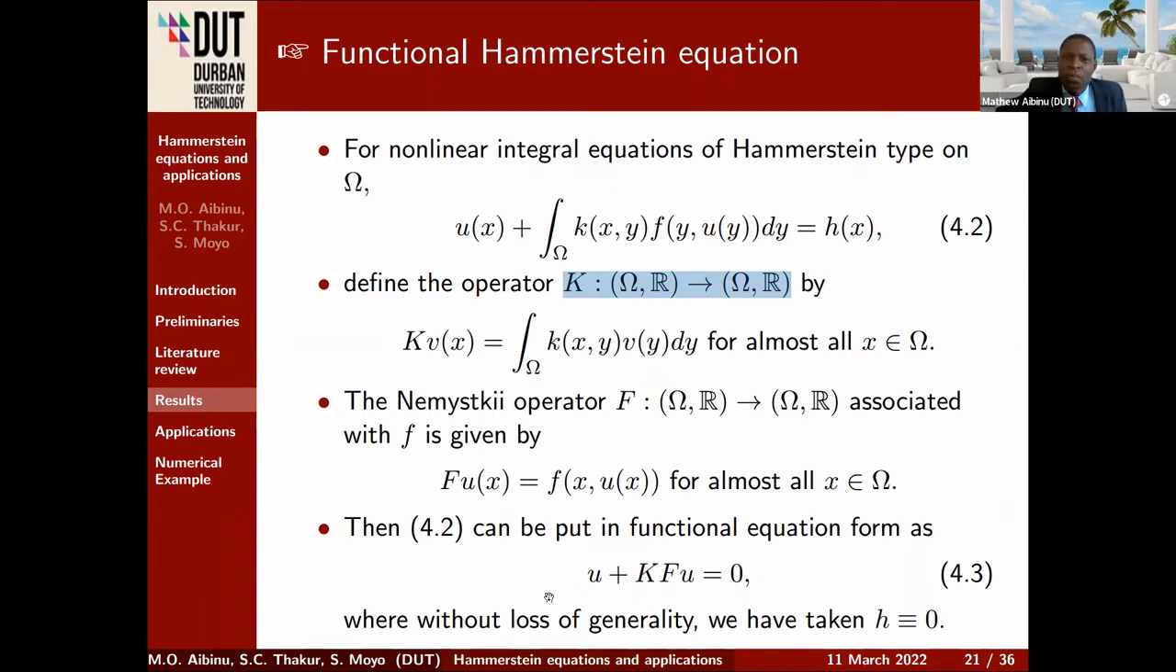That is the functional form of the integral equation of Hammerstein type. This is the integral form, while this is the functional form of it, which is obtained with this transformation K and F. This gives us the functional form of the Hammerstein equation, where, without loss of generality, we have assumed that we have taken H to be equal to 0.